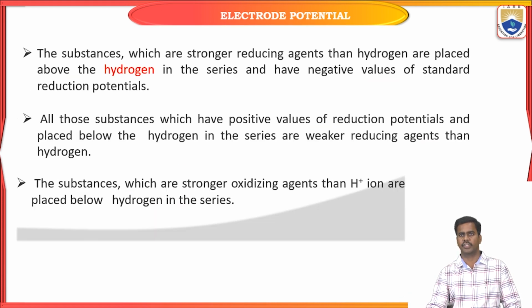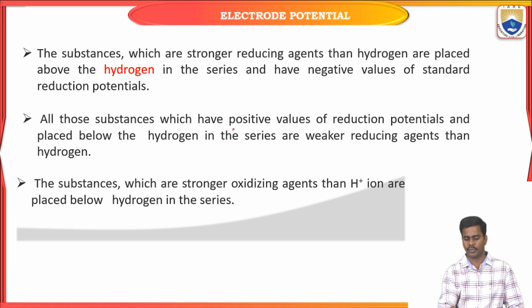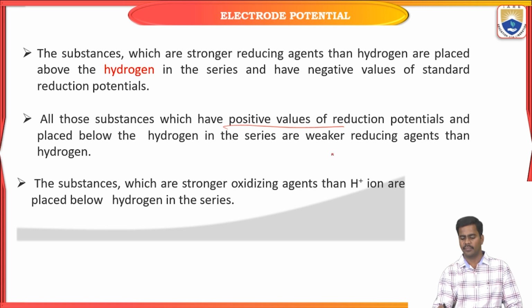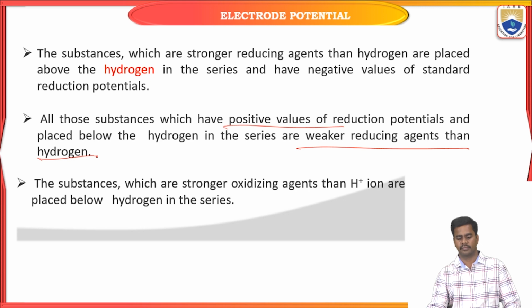The substances which are stronger reducing agents than hydrogen are placed above the hydrogen in the series and have negative values of standard reduction potential. The substances which have positive values of reduction potentials are placed below the hydrogen in the series, and these act as weaker reducing agents than hydrogen, which are strong oxidizing agents than hydrogen ions.